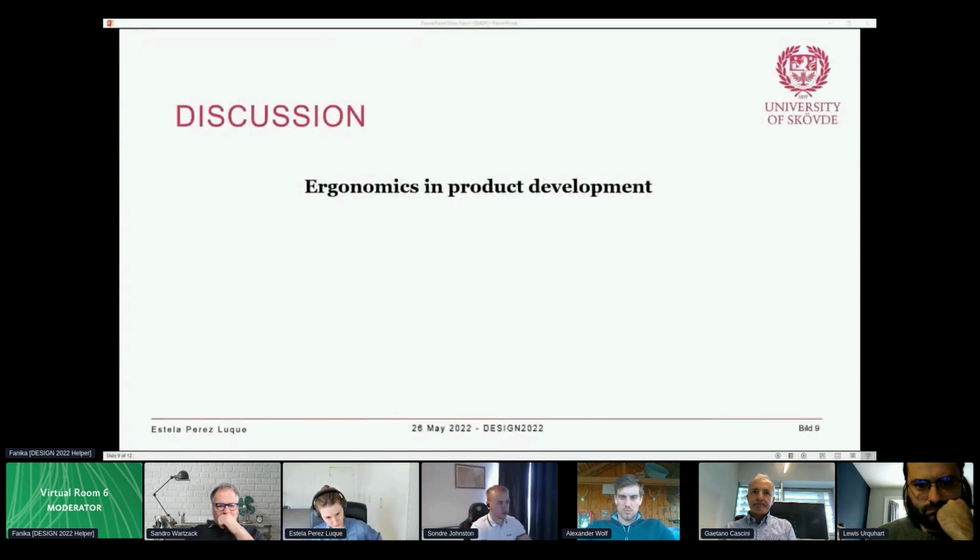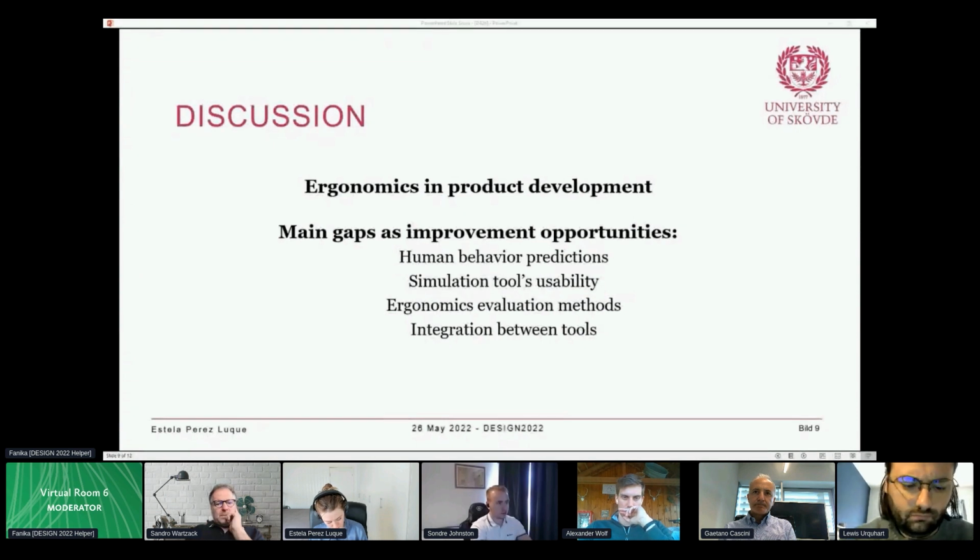And to conclude, based on the interviews, we identify 4 gaps or research directions that could improve the ergonomics designer's work. Those are improving human behavior predictions, the simulation tools' usability, ergonomics evaluation methods, and the integration between different tools, such as digital human modeling, CAD software, virtual reality, and so on. While addressing these challenges is no small task, we hope that understanding what challenges ergonomics designers face can shape and direct future research and development of digital human modeling tools and other design tools to support the development of more ergonomic design effectively.